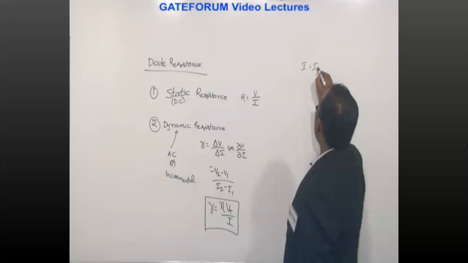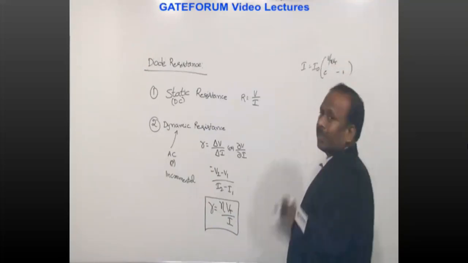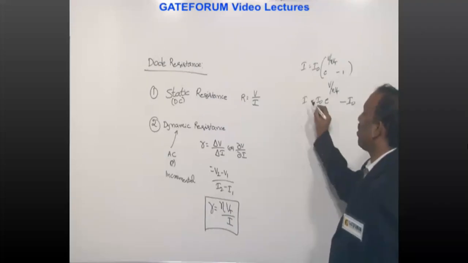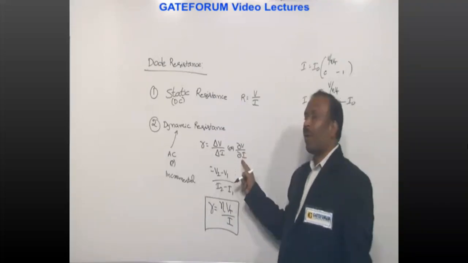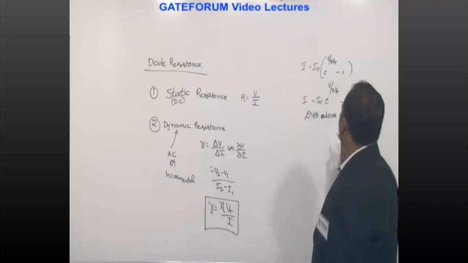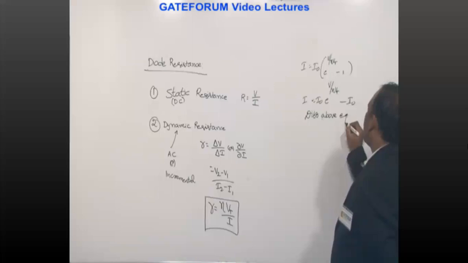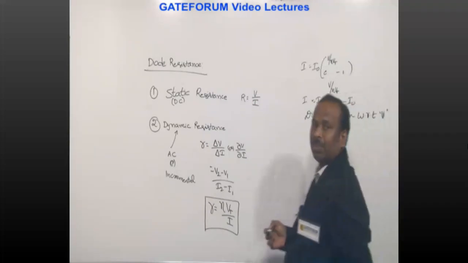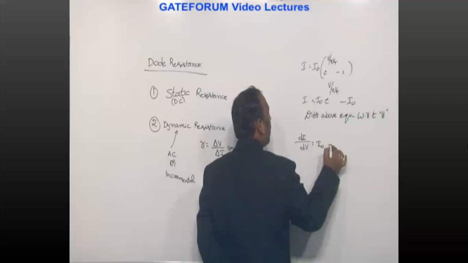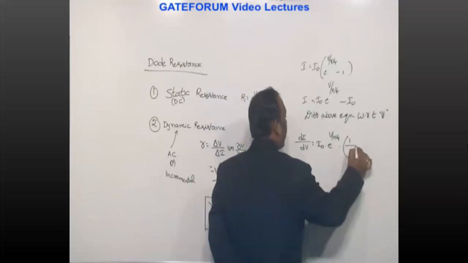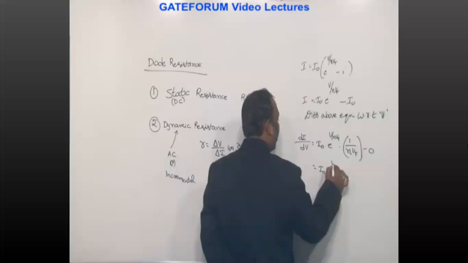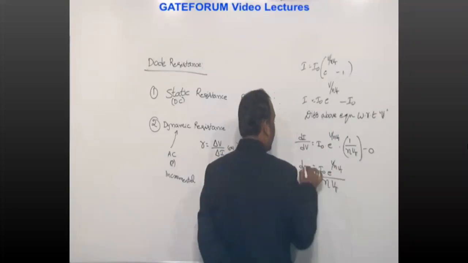I equals I naught into e power V by eta Vt minus 1. This can be written as I naught into e power V by eta Vt minus I naught, which equals I. What you require is dou V by dou I. So differentiate the above equation with respect to V. Then you are going to get dI by dV equals I naught into e power V by eta Vt as it is, into 1 by eta Vt, minus 0. So you get I naught into e power V by eta Vt by eta Vt. This is dI by dV.